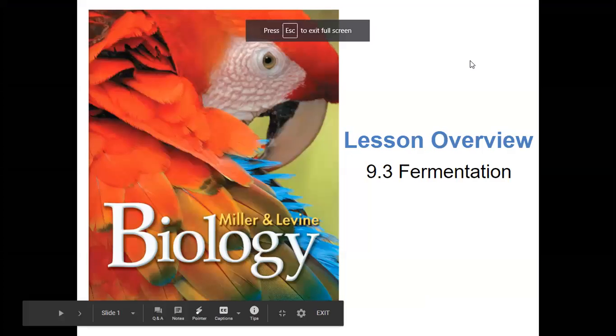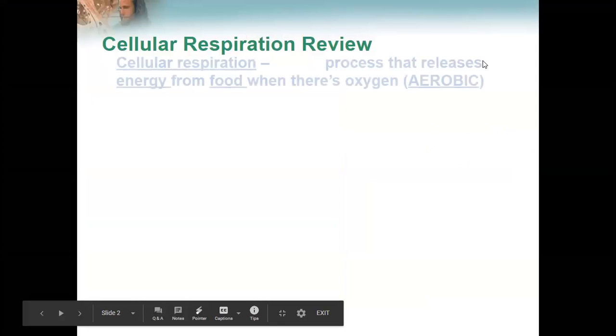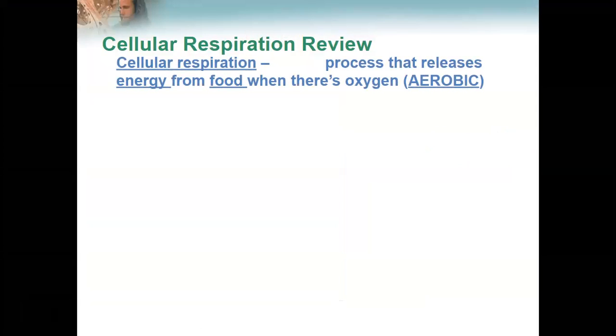Hi everyone, so today we're going to learn about fermentation, but before we do that, let's review cellular respiration. And remember, cellular respiration is when we break down our food to get energy out of it, but we need oxygen in order for that to happen. That's why it's called an aerobic process. So when you think aerobic, think oxygen. We need food and oxygen to break down the food to get energy.